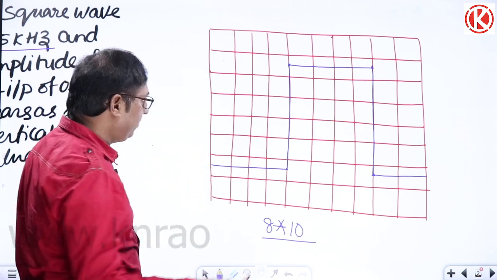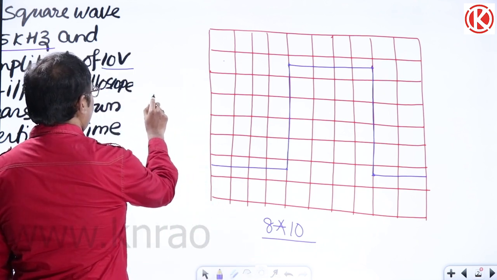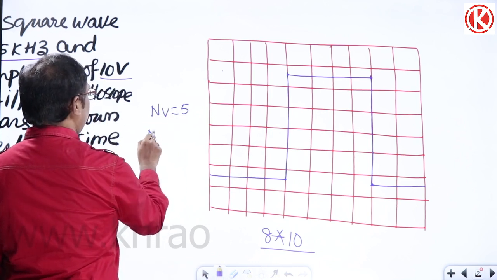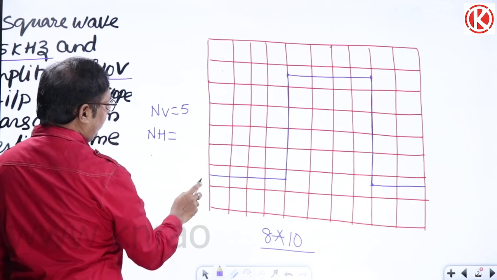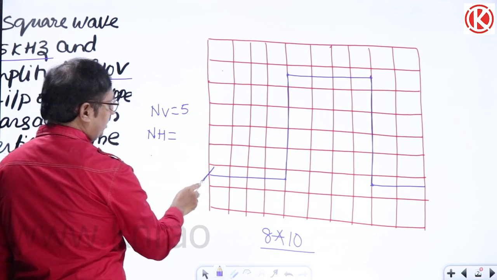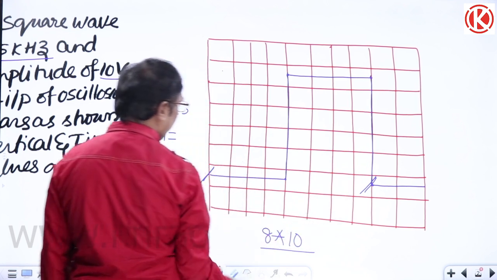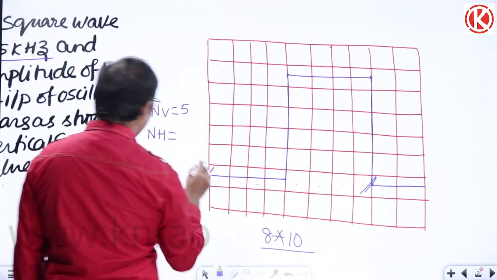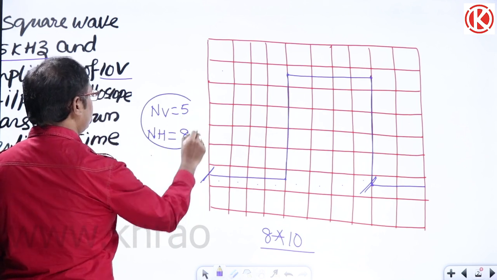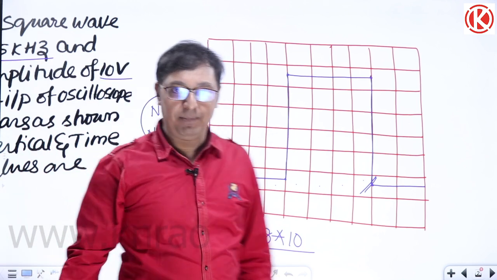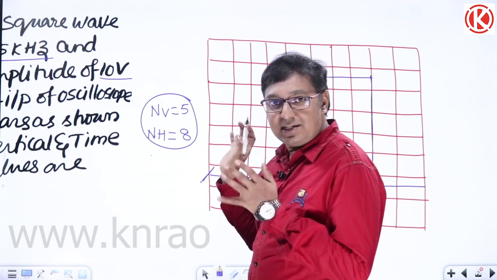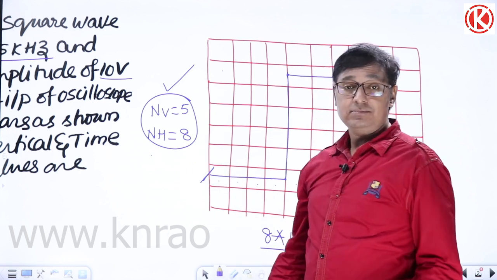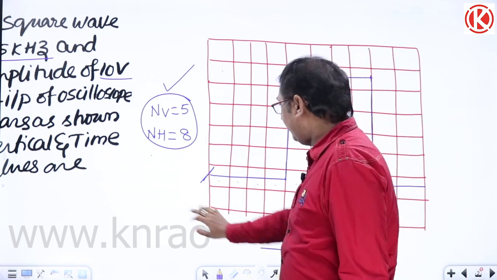Next, coming to horizontal divisions. The number of vertical divisions is 5. Let us find the number of horizontal divisions also. You have to count from here to here. How many divisions are occupied? 1, 2, 3, 4, 5, 6, 7, 8. 8 horizontal divisions are occupied. From the figure that is given, we can calculate this.